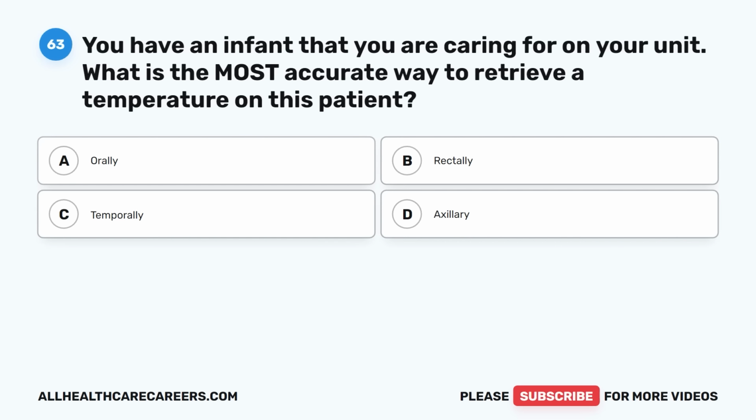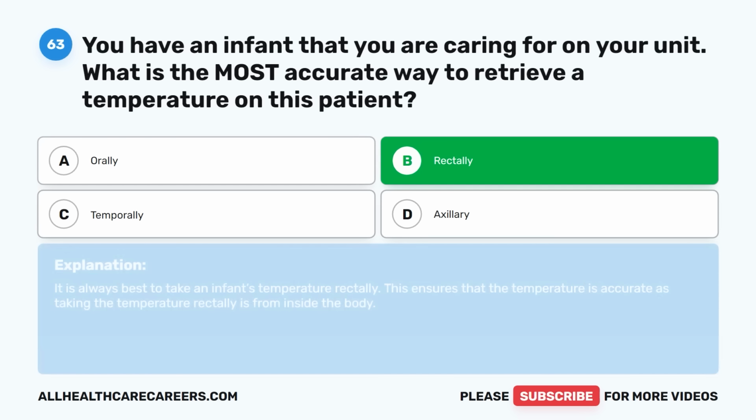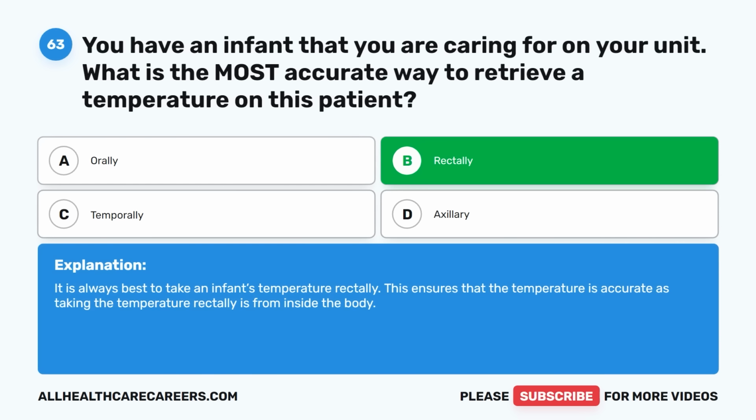Question 63. You have an infant that you are caring for on your unit. What is the most accurate way to retrieve a temperature on this patient? A. Orally. B. Rectally. C. Temporally. D. Axillary. The correct answer is B, rectally. It is always best to take an infant's temperature rectally. This ensures that the temperature is accurate, as taking the temperature rectally is from inside the body.